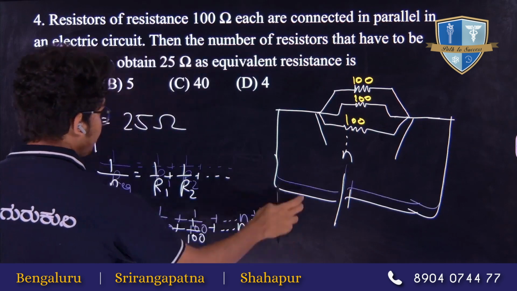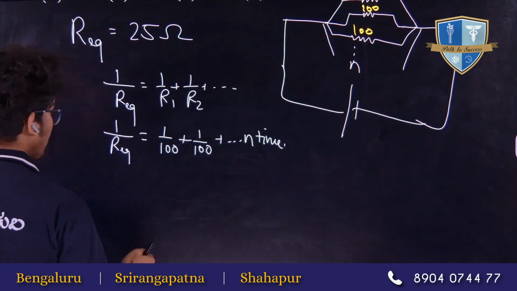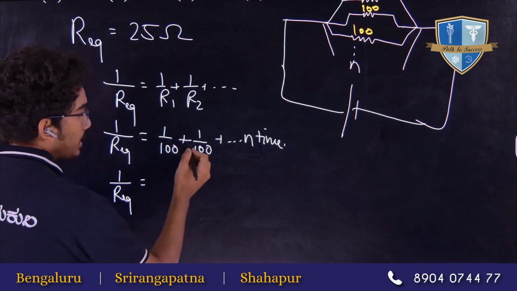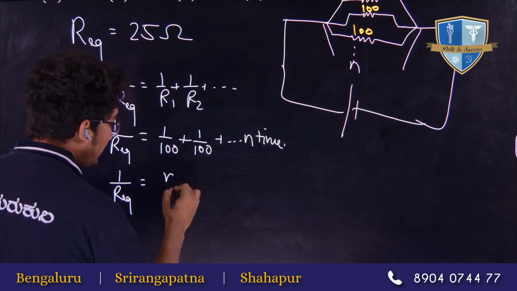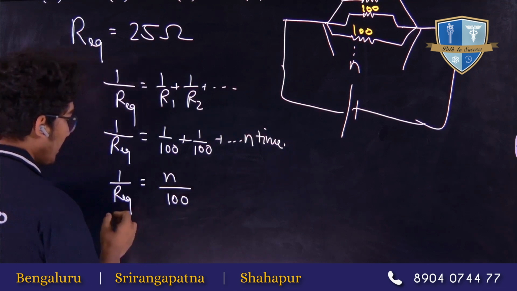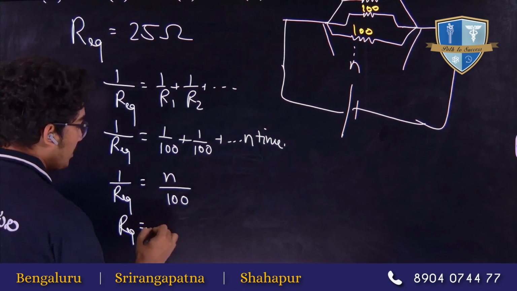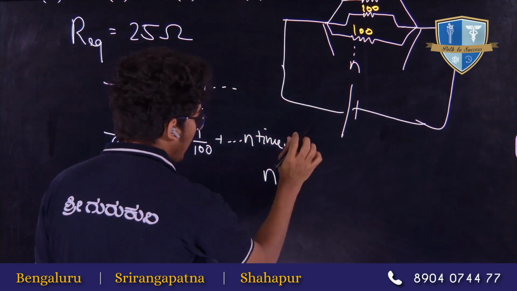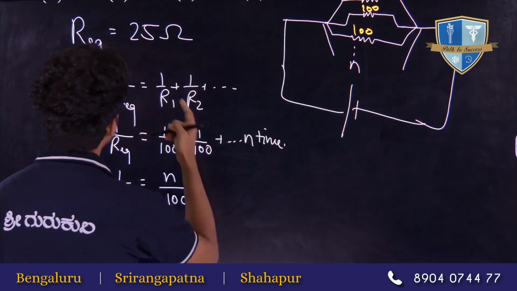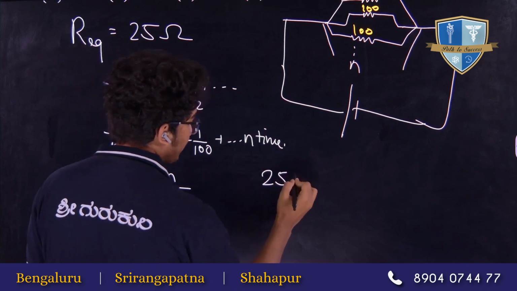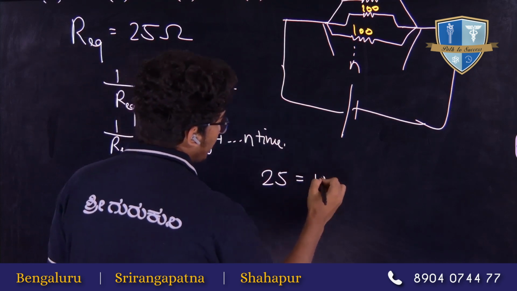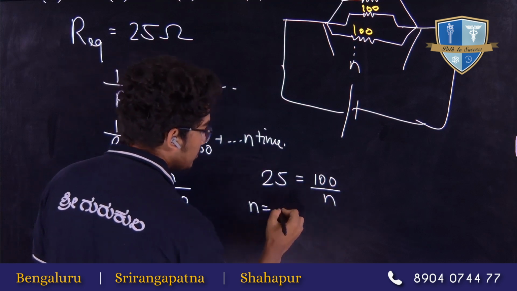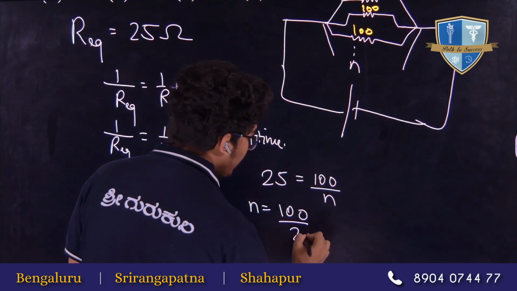So 1 upon R equivalent will be equal to 1, 2, 3, we will add n times. So it will become n divided by 100, and R equivalent will become 100 divided by n. Now we know R equivalent is given in the question as 25 ohms. So 25 equals 100 divided by n. So n will come here, 25 will go there. So n equals 100 divided by 25.